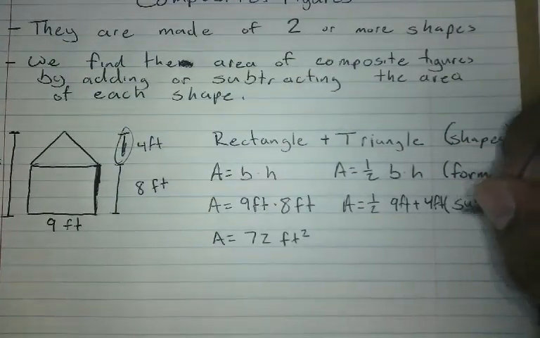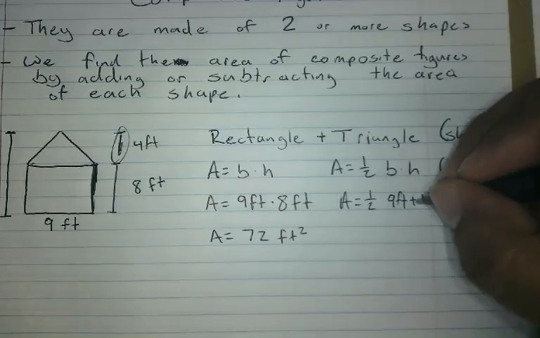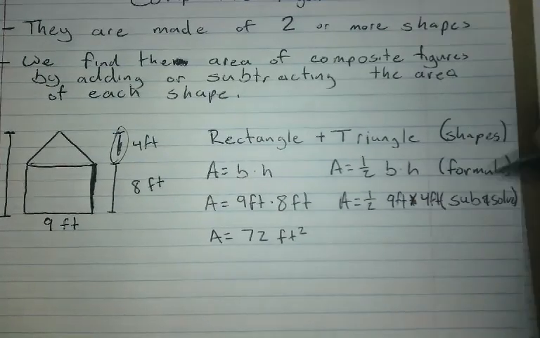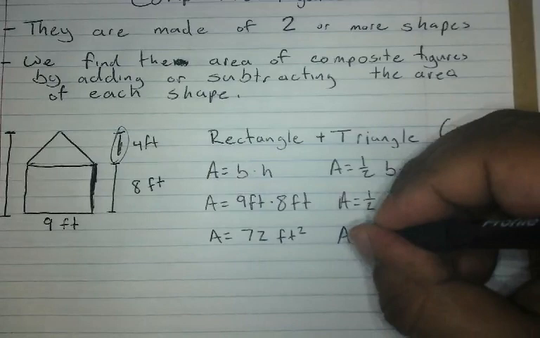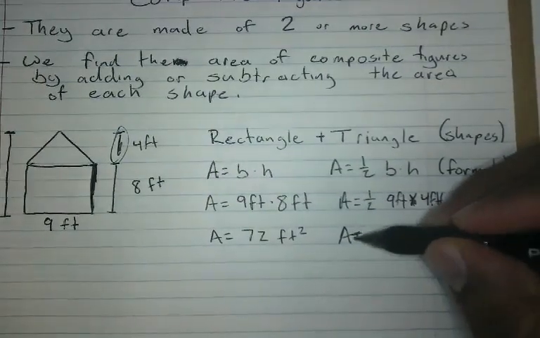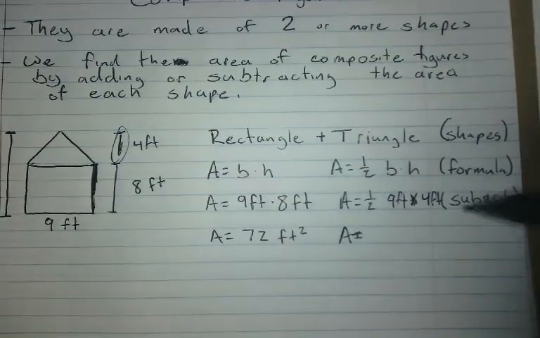Ooh, I'm running out of space over here. And we were multiplying, not adding. Alright, so now our area will be 1/2 of whatever 9 times 4 is. 9 times 4 is 36, and half of 36 is 18.